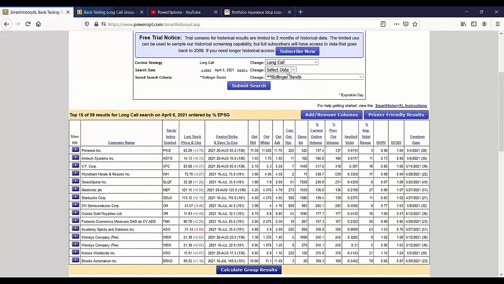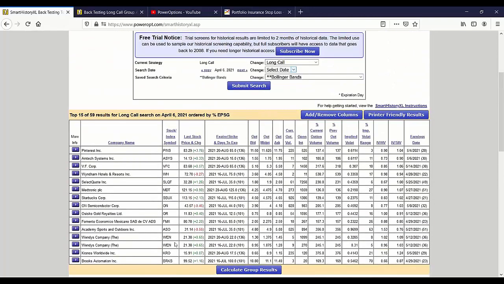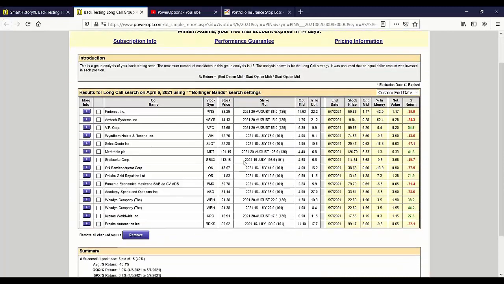So this back testing tool, during the trial, gives you 3 months where you can go back and evaluate a certain criteria to see what trades would have matched it, and then you can calculate the group results to see how each one is performing. Some are performing well, some are not performing well. These top two, I'm going to take one. We're going to take the PINS one.